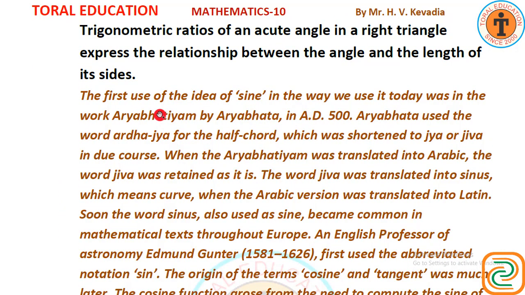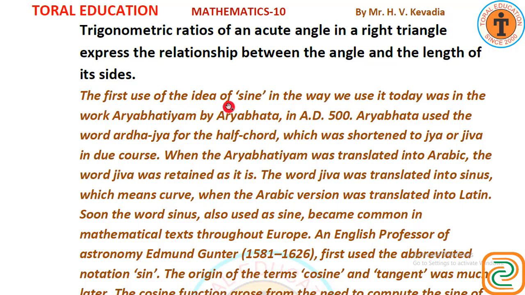Now look here. Trigonometric ratios of an acute angle in a right angle triangle express the relationship between the angle and the length of its sides. Angle and length, that means ratio of sides is equal to trigonometric ratio. This one is taken from the copy of the textbook.